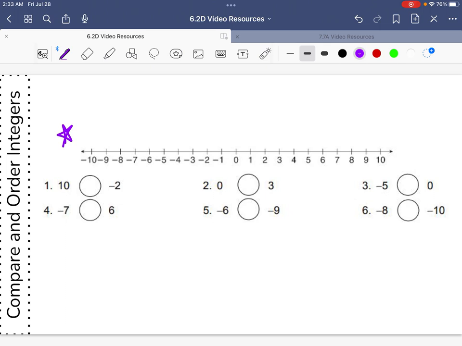So for the first problem, I see that we're comparing 10 and -2. So I'm going to put points on my number line to represent both of them. So I see 10 is all the way here to the right, and -2 is 2 left of 0. So when I am comparing these two values, I see that 10 is greater than -2.